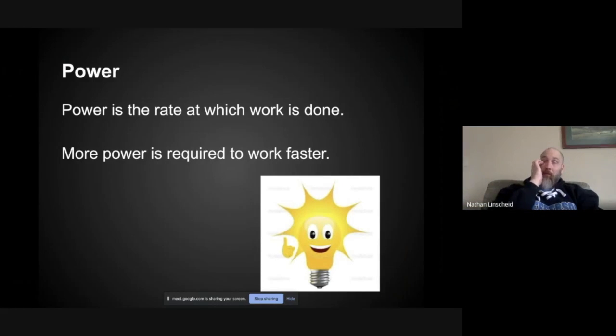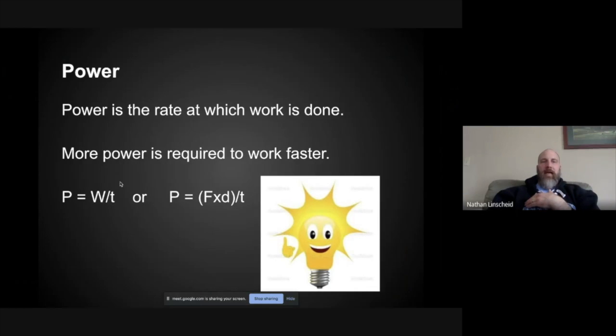Now, if I run up the stairs, I still have to get the same amount of weight up the same distance. The force and the distance are the same. So what's the difference? Why is it harder to run upstairs than it is to walk up the stairs? The reason is I'm doing the work faster. I have to be more powerful when I run up the stairs versus walking up the stairs.